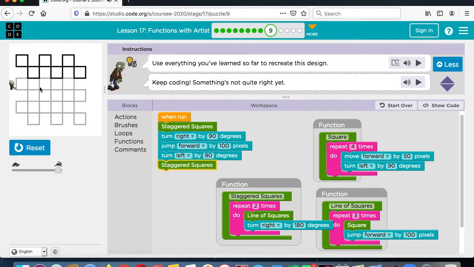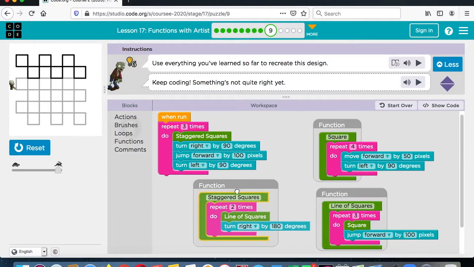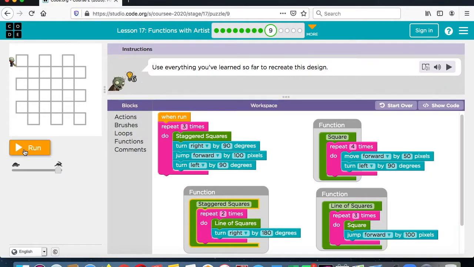Now you can keep doing this again, or you could say, hey, this is a pattern. We have 1, 2, 3 patterns. I'm just going to loop this whole thing 3 times. So you see, you put functions inside of functions like we did with the staggered squares here, and it makes it easier so that you don't have to keep doing the same thing over and over again.